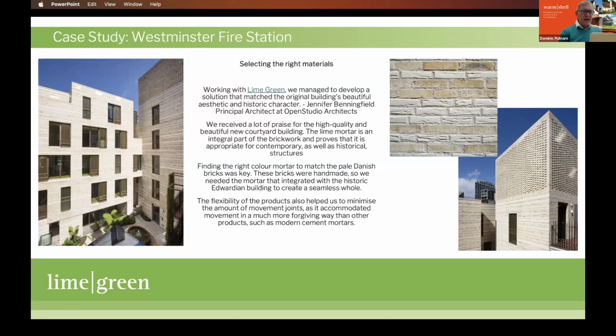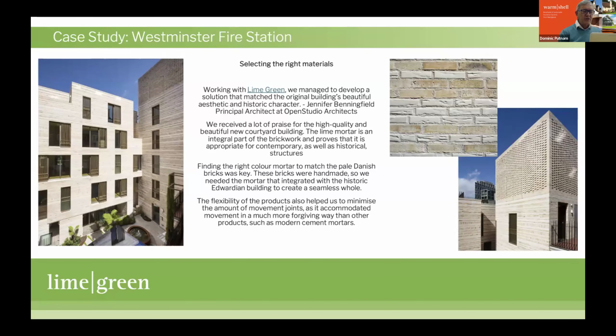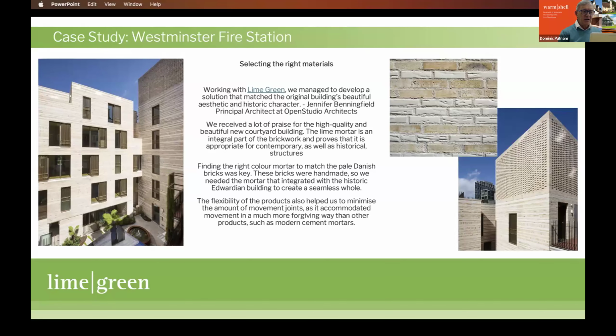So as you'll see here, it's an impressive structure. And so their overview is that working with Lime Green, they managed to develop a solution that matched the original building's beautiful aesthetic and historic character. They received a lot of praise for the high quality and beautiful new courtyard building. The lime mortar is an integral part of the brickwork and proves that it is appropriate for contemporary as well as historical structures. Finding the right colour mortar to match the pale Danish bricks was key.